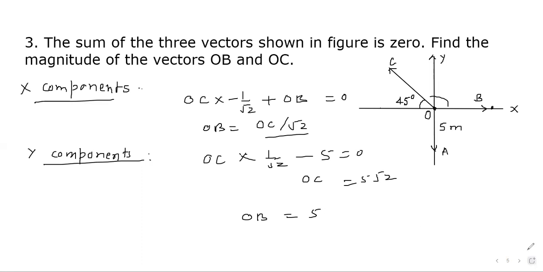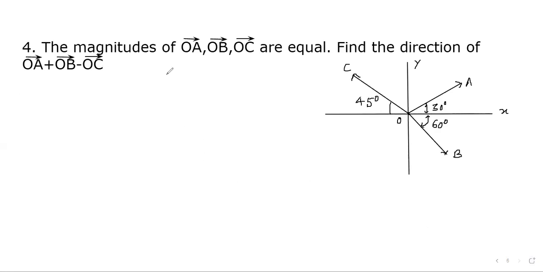Now question number 4. The magnitudes of OA, OB, OC are equal. So each vector is F. Find the direction of OA plus OB minus OC. So we can take OA equal to OB equal to OC equal to F.